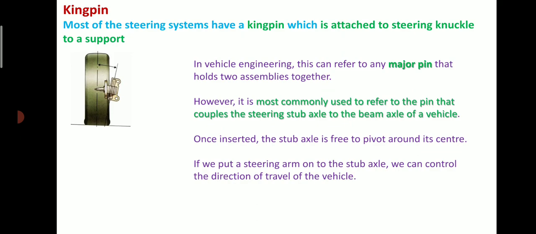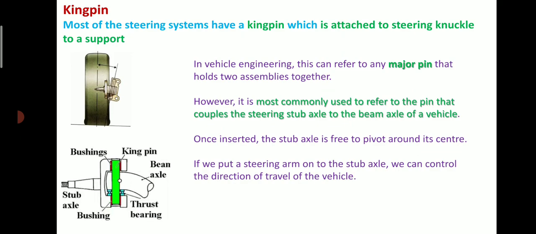However, it is most commonly used to refer to the pin that couples the steering stub axle to the beam axle of the vehicle. Once inserted, the stub axle is free to pivot around its center. If we put a steering arm on the stub axle, we can control the direction of travel of the vehicle. This figure indicates the location of the kingpin. You will see on the left hand side there is a stub axle, and on the right hand side there is another axle. Along with bushing and thrust bearing, you will see the nature of the kingpin in this figure.